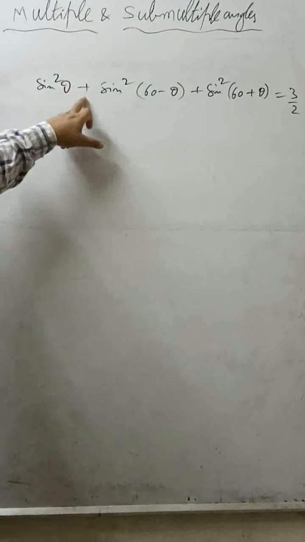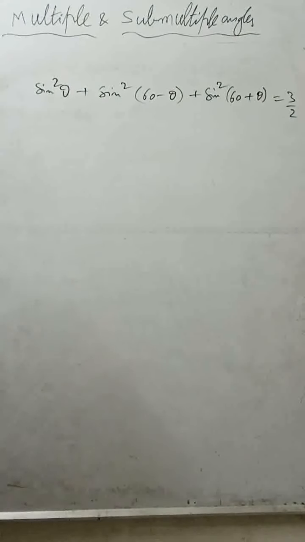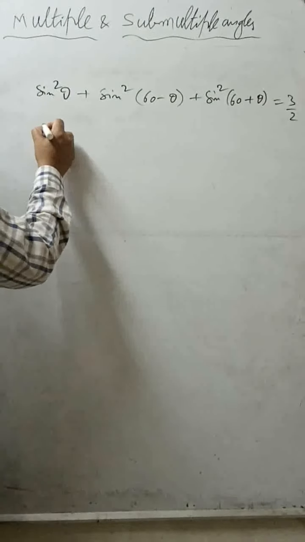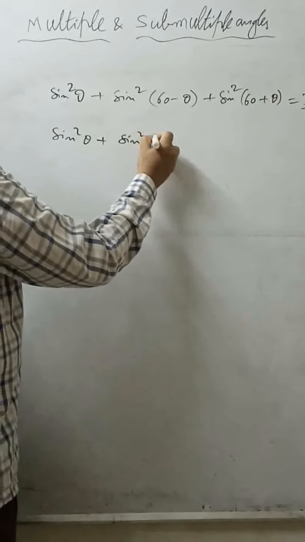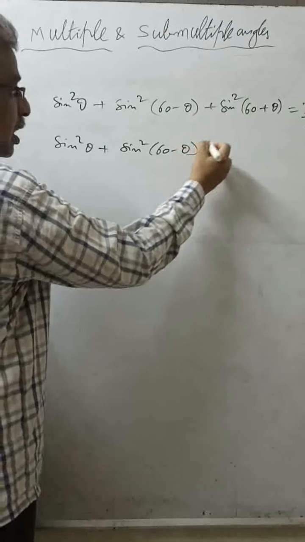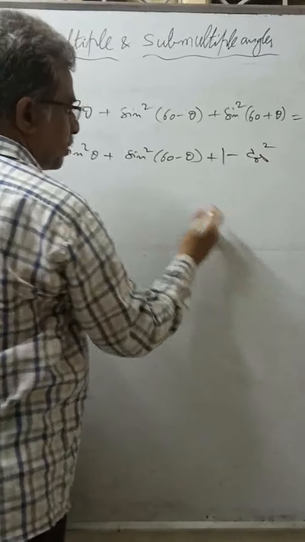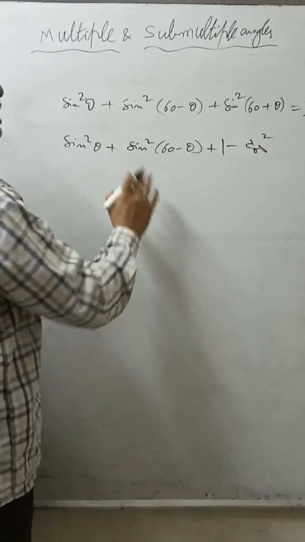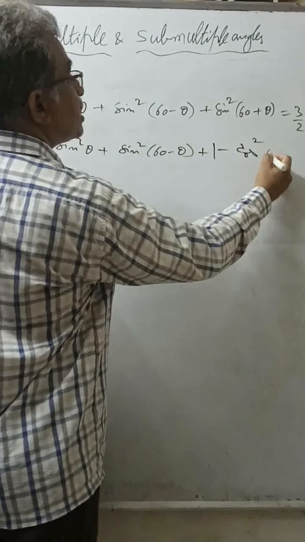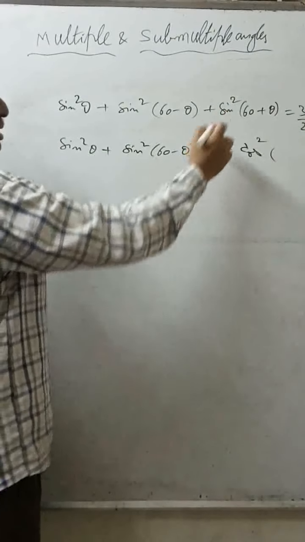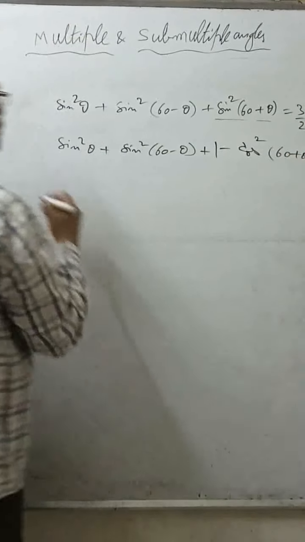Sin square theta plus sin square (60 minus theta) plus sin square (60 plus theta) is always 3 by 2. Sin square theta as it is I will write, sin square (60 minus theta) also as it is. And the sin square theta I will write as 1 minus cos square theta, because there is no sin square plus sin square formula, but there is a formula for sin square minus cos square or cos square minus sin square. So I am writing sin square theta as 1 minus cos square theta.